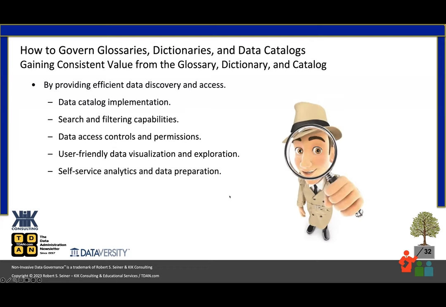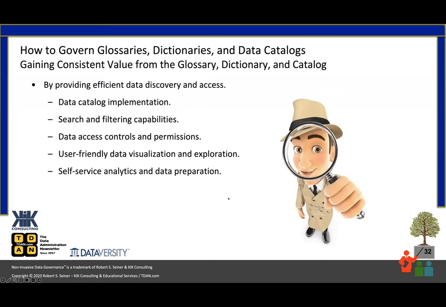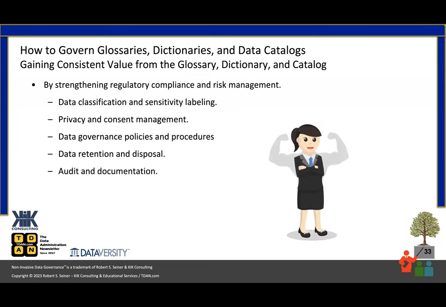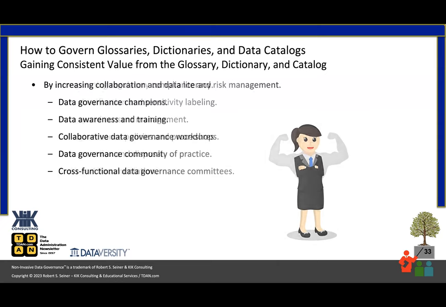By providing efficient and effective data discovery and access, we talked about how important it is to implement the catalog, and provide search and filtering capabilities with appropriate access controls. User-friendly is really important. Self-service analytics is a direction that many organizations are heading towards. By strengthening compliance and risk management, again another use of the catalog, start documenting these things within your tool and get people to help you do that. Get other people within your organization to become the stewards and the active governors of the metadata within your organization.